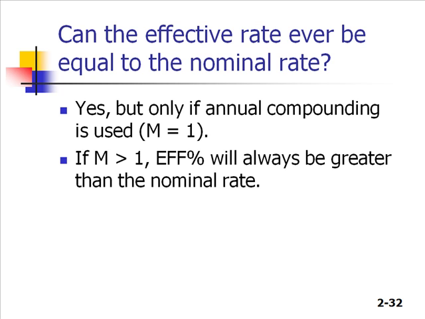But anytime you have more often than annual compounding, so semi-annual, quarterly, monthly, daily, anything more often than annual, the effective annual rate will always be greater than the nominal interest rate.